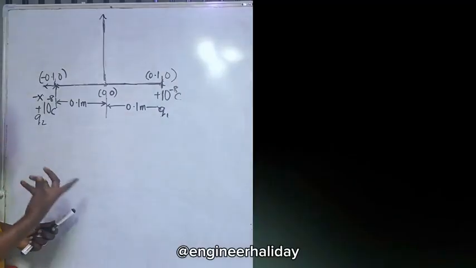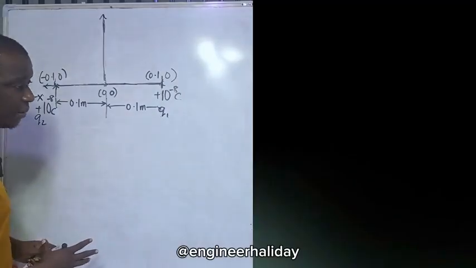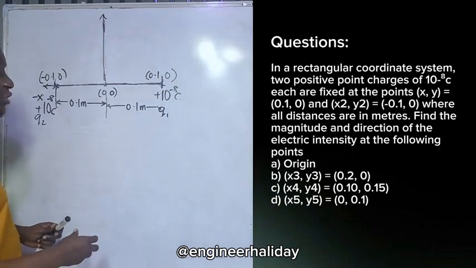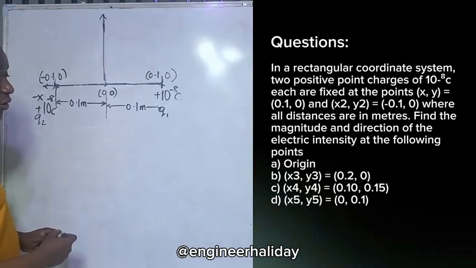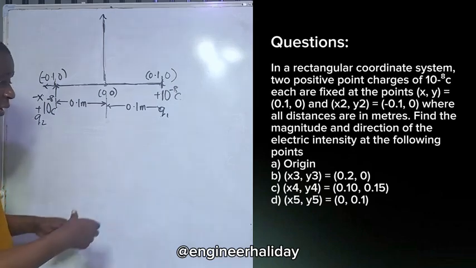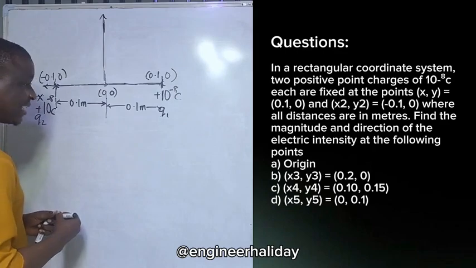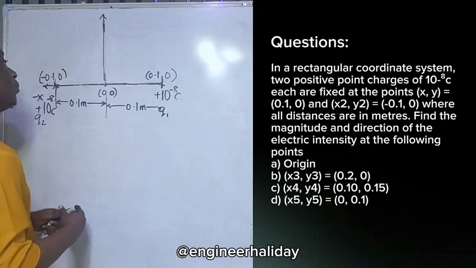Now, let's solve question 3. I think we are done with 2, A and B now. So now, question 3 says what? Find the magnitude and direction of the electric intensity at the following point. We have solved A at the origin, we have solved B, 0.2, now. We are in C. Now, in C it says 0.1 on the x axis and y is what? 0.15.